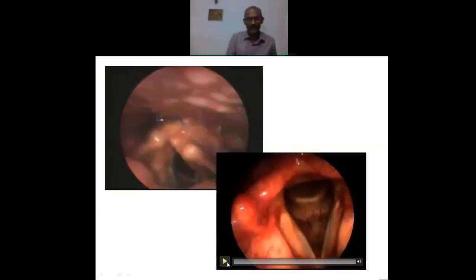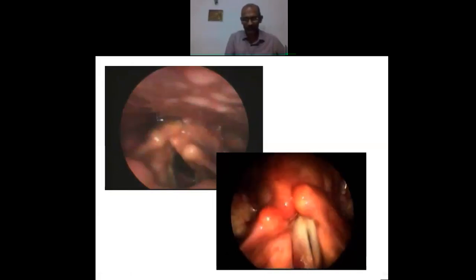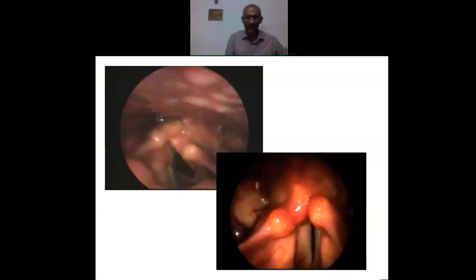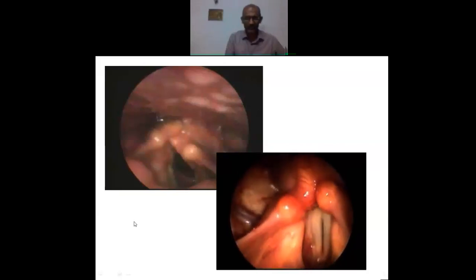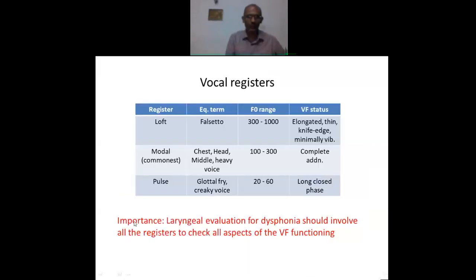The second part of the diagnosis would be obvious in the picture itself. So the production doesn't happen fully, and so air leak. So these are two conditions: air leak. This concept of vocal registers.